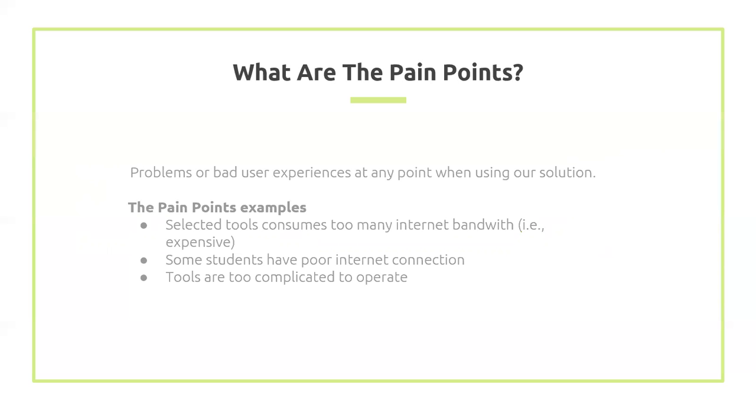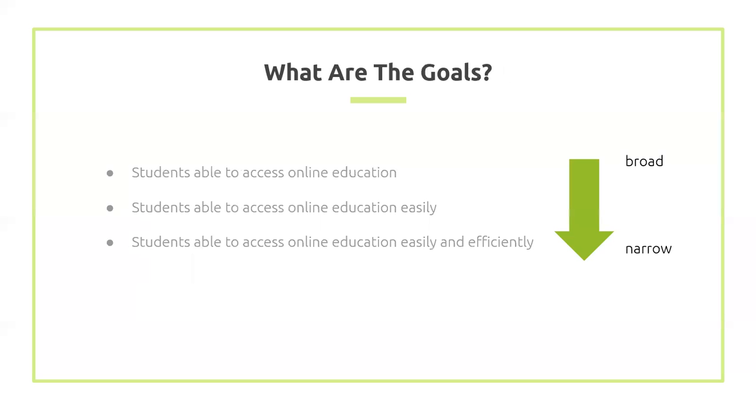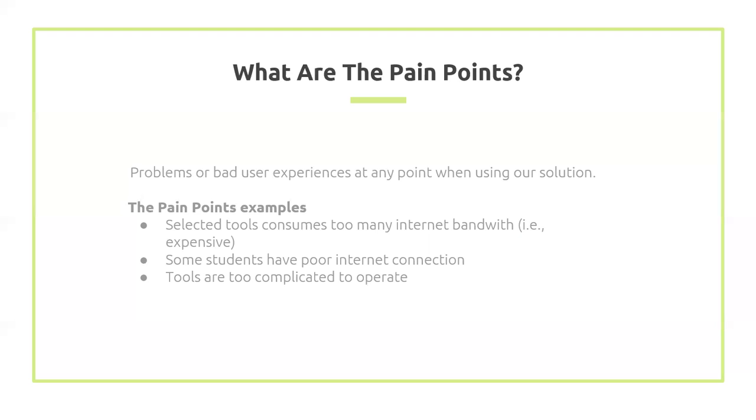Now, the last point that we need to think about is the pain points. What are the user problems? Maybe the selected tools consume too much bandwidth. Some students have poor internet connections, tools are too complicated to operate, tools are expensive, and so on and so on. So these are problems or bad user experiences at any point in time when people are using our solution. As you can see here, our solution is not necessarily a product. It can be a method or a system.